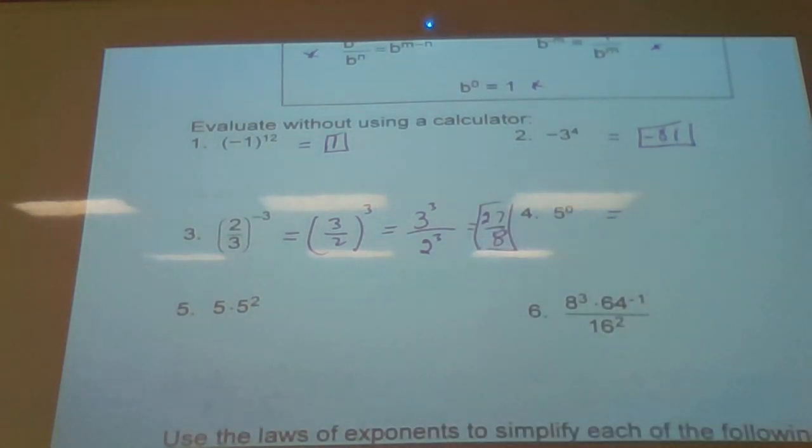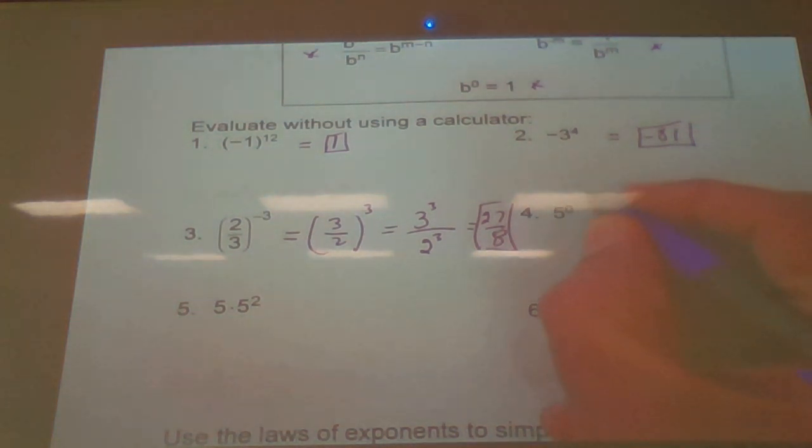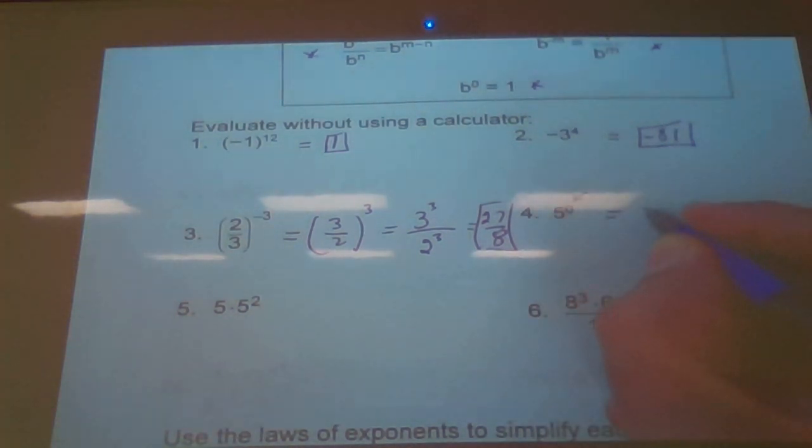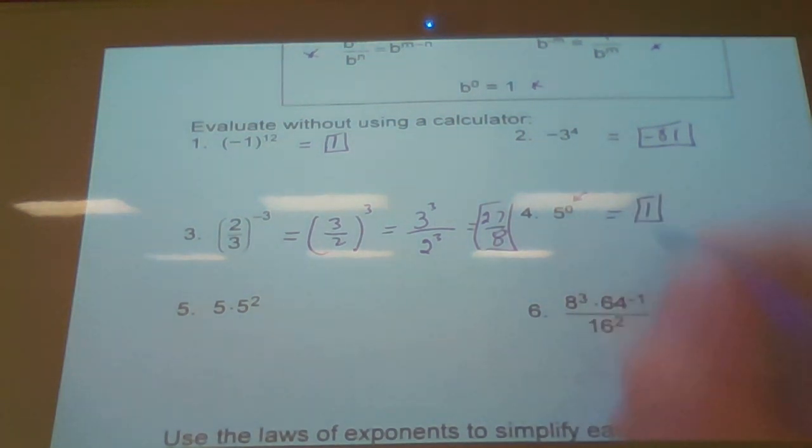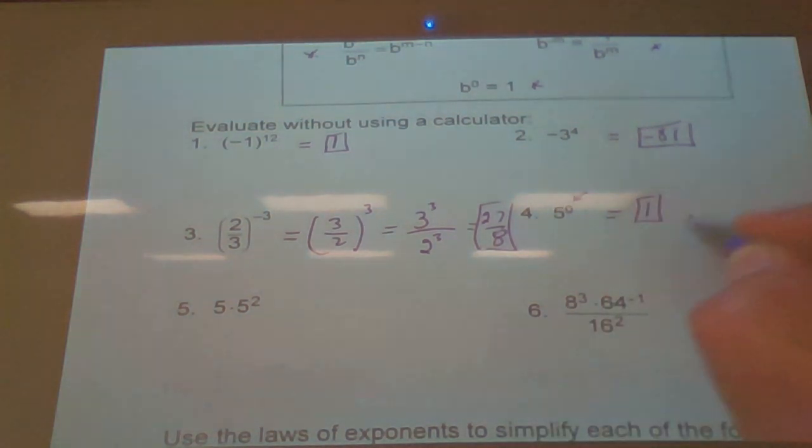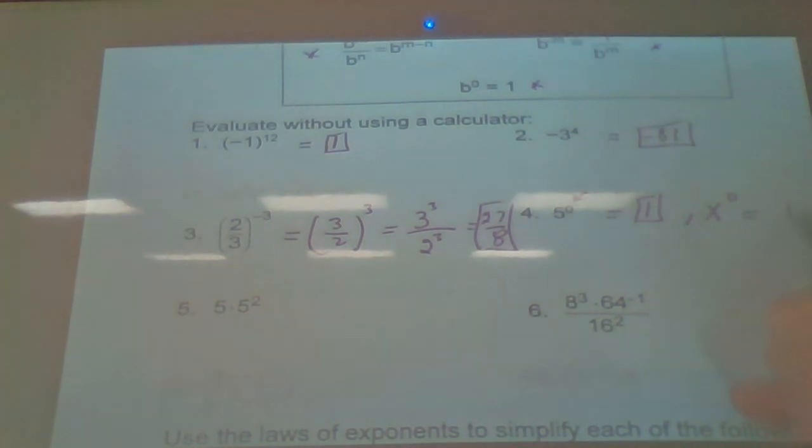For number 4, you notice the power is 0. Anything to the 0 power is 1. So 5 to the 0 power is 1. It doesn't matter what it is. X to the 0 power is 1.